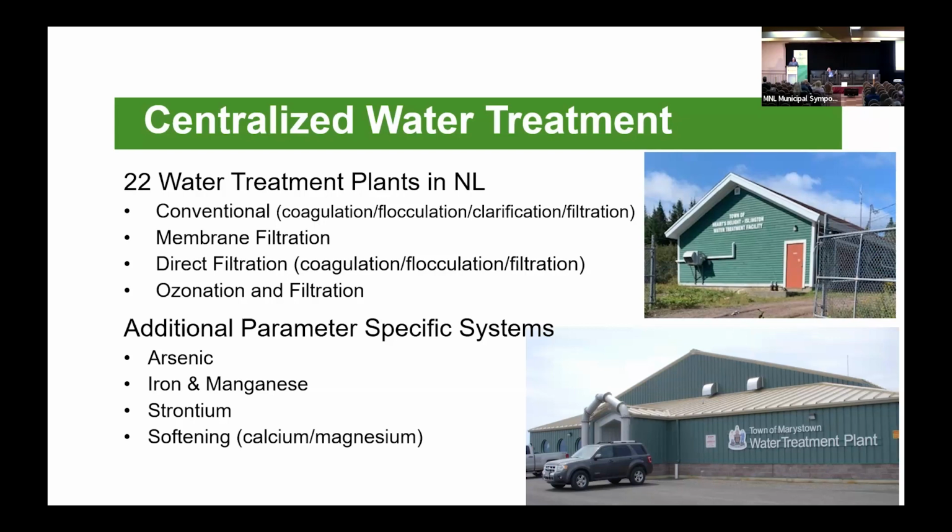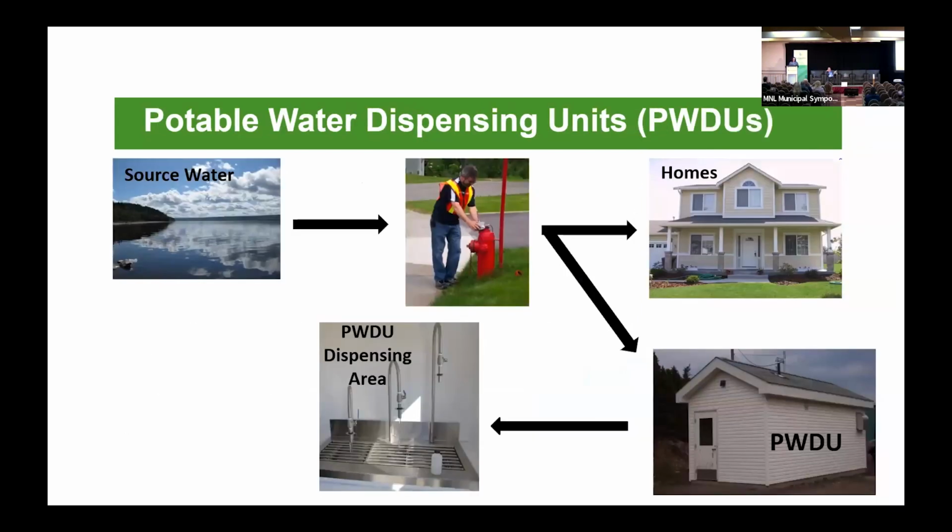So the conventional treatment plants would be targeting the removal of all impurities from your water, not just one particular parameter, but would be giving you full compliance with all guidelines for drinking water quality.